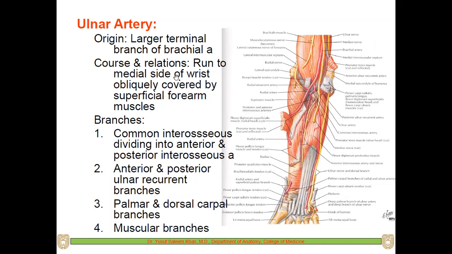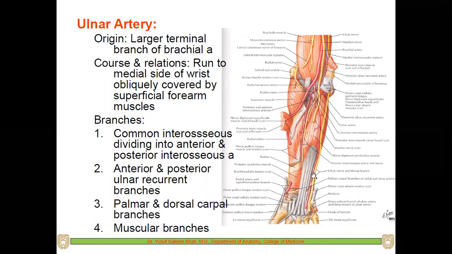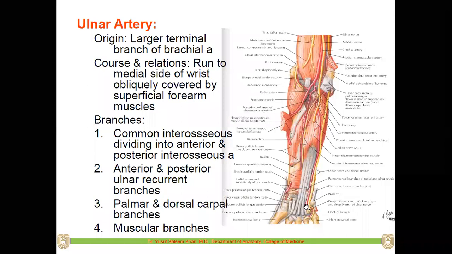Coming to its relations, it runs to the medial side of the wrist, obliquely covered by the superficial forearm muscles. So the muscles of the forearm will be covering it. So this is the ulnar artery, it goes toward the medial side of the forearm and then comes to the wrist.